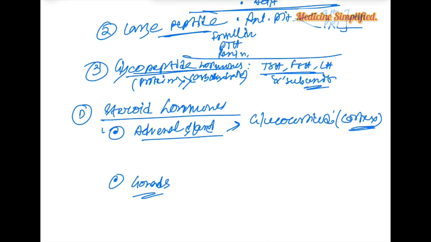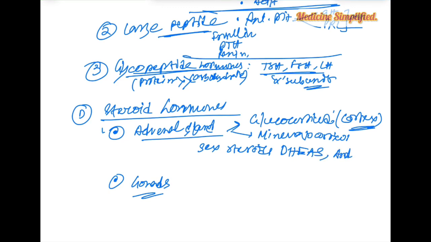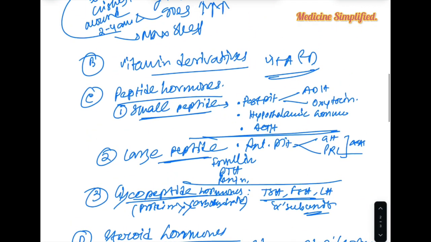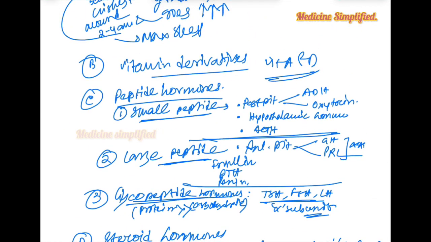Here, from the layers of the adrenal cortex, glucocorticoid and mineralocorticoid get secreted. Also, one more kind of hormone is secreted by the adrenal gland, the sex steroids, like DHEAS, dehydroepiandrosterone sulfate, and androstenedione. From the gonads, testosterone, estrogen, and progesterone.